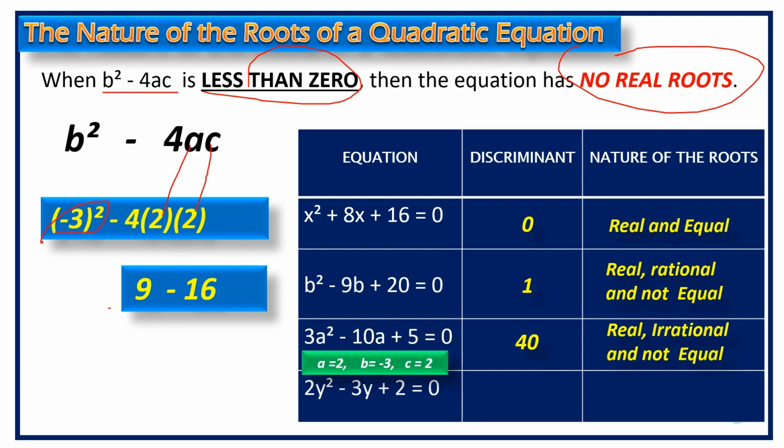Multiply by itself, that's equal to 9. Multiply this, 2 and 4. 8 times 2, that's equal to 16. Subtract, that's negative 7. And thus, our discriminant is negative 7, and the nature of the roots has no real.